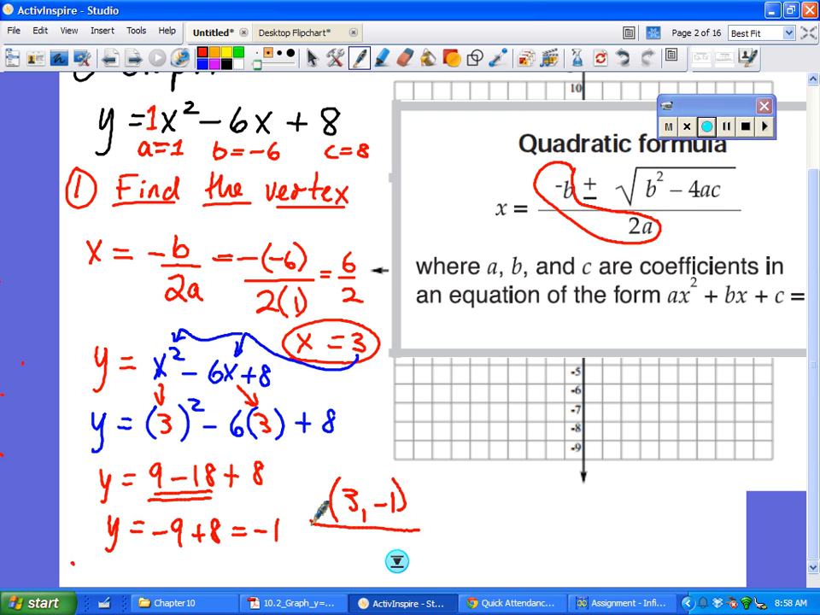That represents the vertex. So we have 1 point on the graph. That's the most important point on a parabola. If you can identify that, you can pretty much figure out the parabola. Parabola, where I'm from, and a lot of other countries, up here, parabola. Alright? These U-shaped graphs are called parabolas.